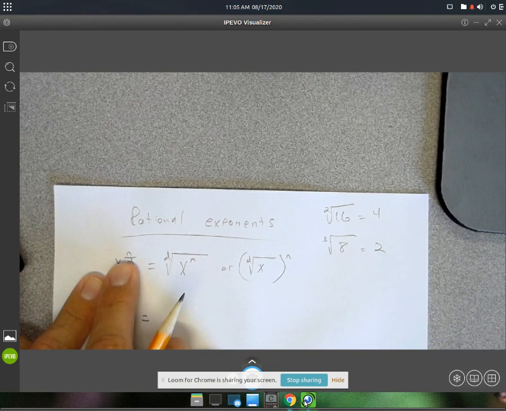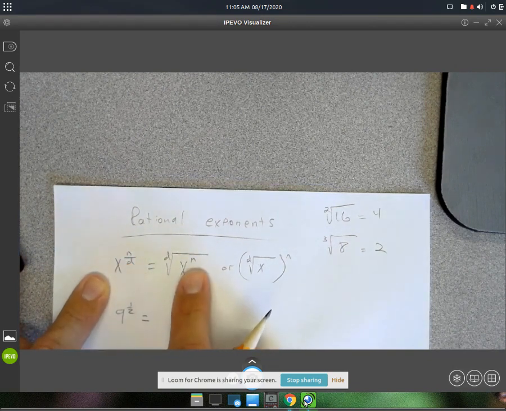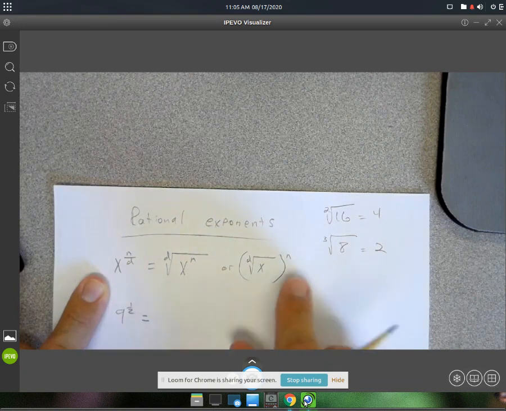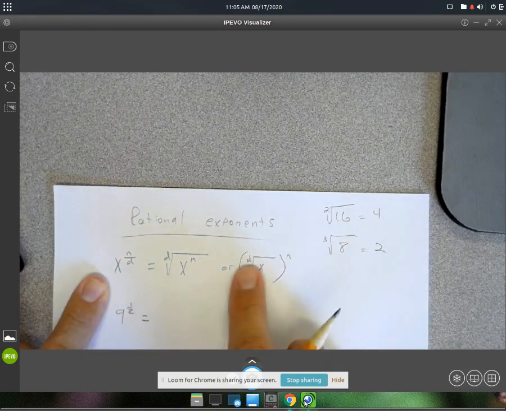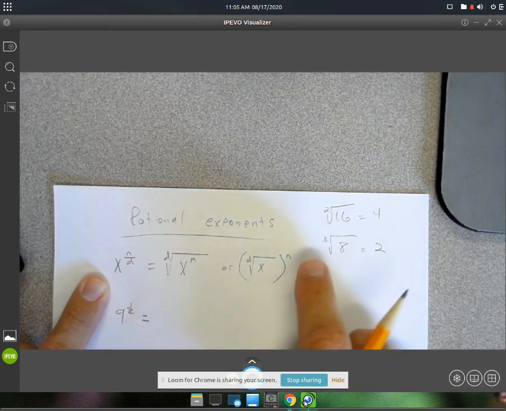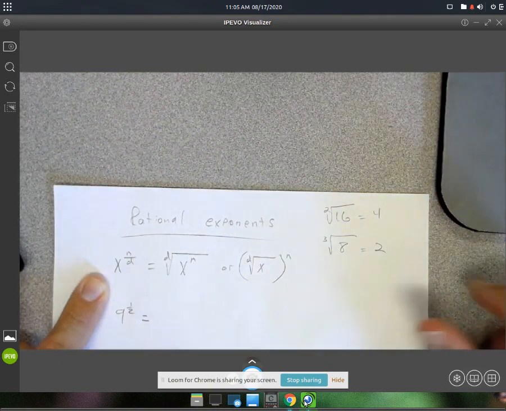That would mean the 2 is the denominator, or the 3 was the denominator. The numerator of the fraction is going to be your power, all right? You could either write that power on the inside of the radical, or you can write whatever your index is, and then all of that stuff to the power. Right? You can evaluate it either way.